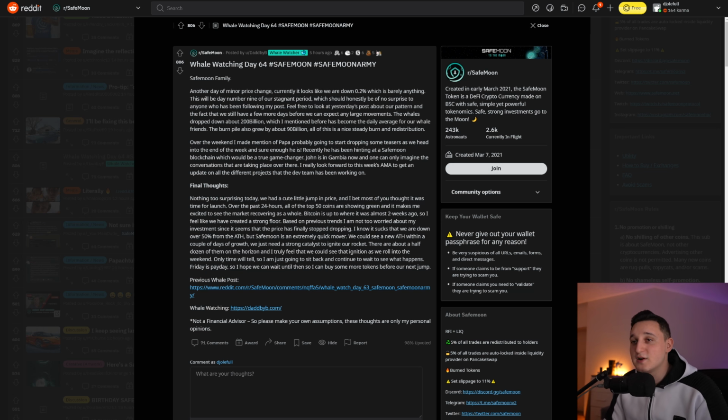We had a cute little jump in price, and I bet most of you thought it was time for launch. For the past 24 hours, all of the top 50 coins are showing green, and it makes me excited to see the market recovering as a whole. Bitcoin is up to where it was almost 2 weeks ago, so I feel like we have created a strong floor.